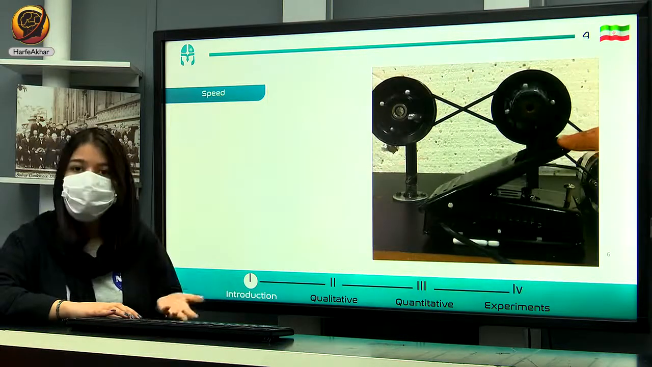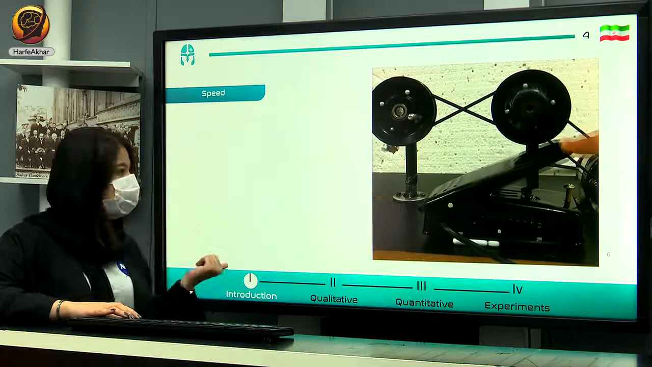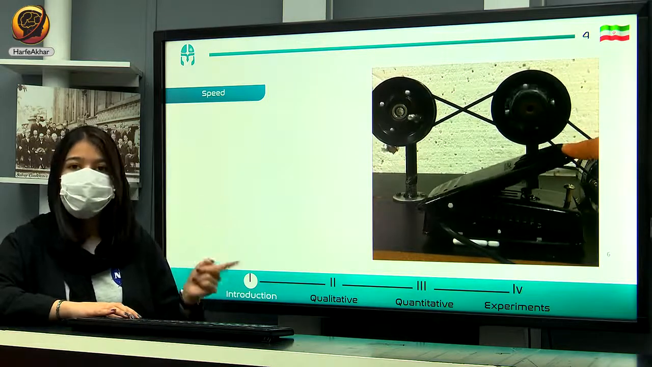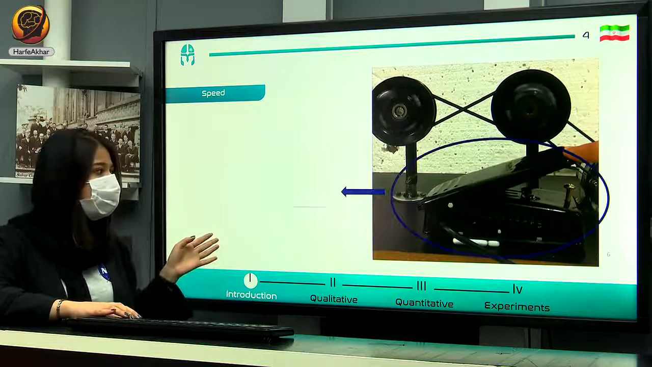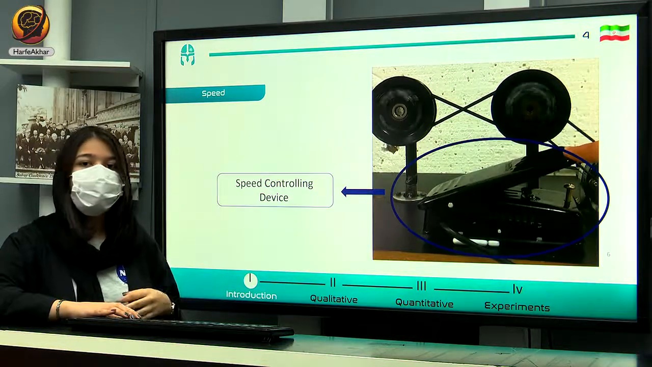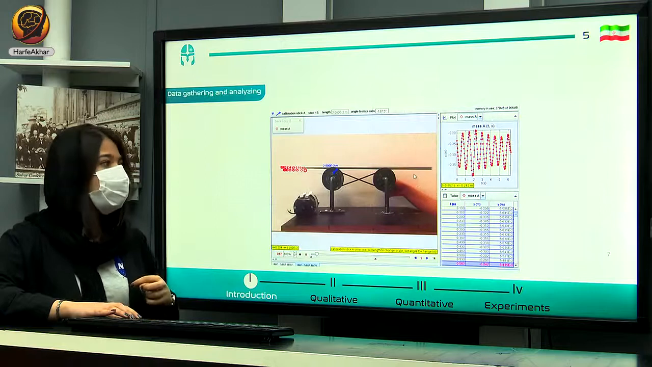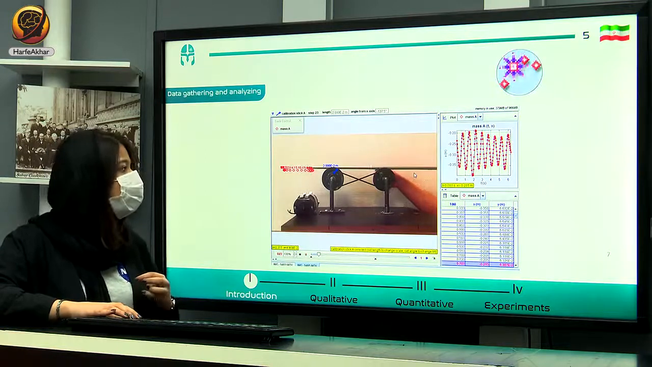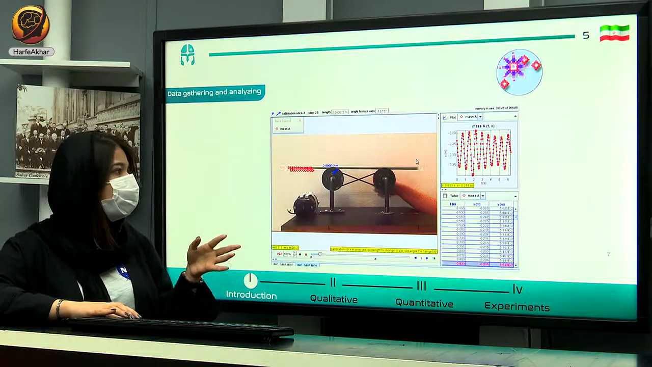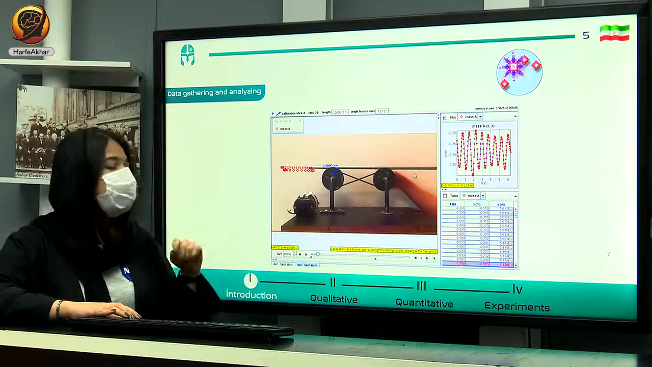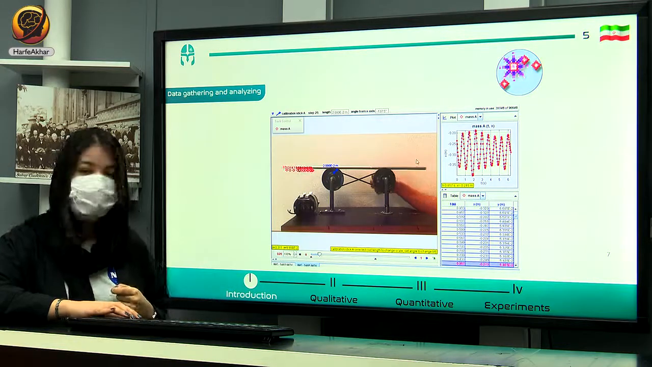So how did I control the speed of the cylinders? I used a speed controlling device: whenever I pulled it, the speed increased, and whenever I released it, the speed decreased. I collected data with the Tracker app, and here we have the chart of the movement of the rod. According to this chart, the rod is oscillating.